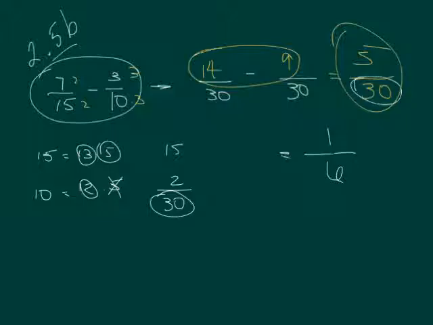Now if you can't find a number, if there doesn't exist a number that goes into both the top number and the bottom number evenly, then it's already reduced and you can't do what we just did, changing from 5 over 30 to 1 over 6. Alright, so let's jump to some that are a little bit trickier, more challenging.